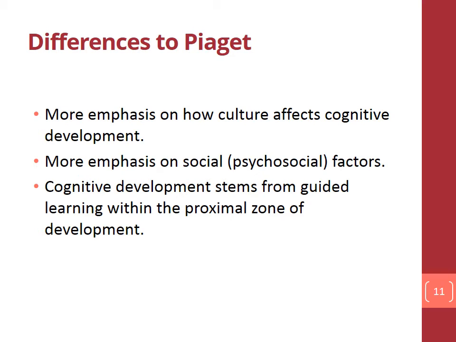So as I said, in summary, Vygotsky was slightly different to Piaget. He didn't disagree with Piaget, but he didn't actually think that Piaget's stages were 100%. He allowed for the fact that the stages might be very different for different children depending on how much learning they gained from their social environment. So there was more emphasis on how culture affects cognitive development, and Piaget didn't look at that. He also had more emphasis on social factors, so we'll be looking at Vygotsky again when we look at grandparenting.